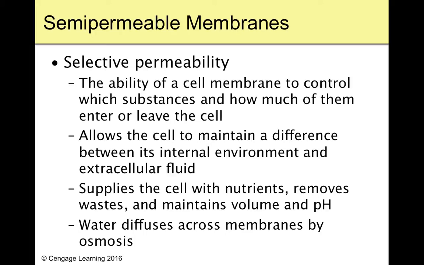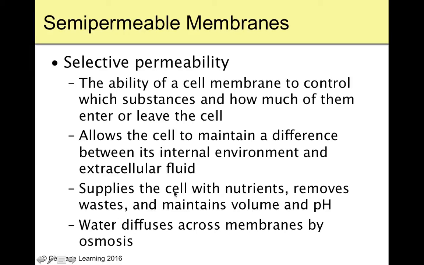The lipid bilayer for our cells is what's called semi-permeable or selectively permeable, which means the membrane is picky about what it lets into the cell, which is nice for us. We don't want our cells just letting everything into the cell. It's the ability of the cell membrane to control which substances and how much enter or leave the cell. This is going to allow the cell to maintain a difference between its internal environment and the extracellular fluid. It's like homeostasis on the teeny tiny cellular level.